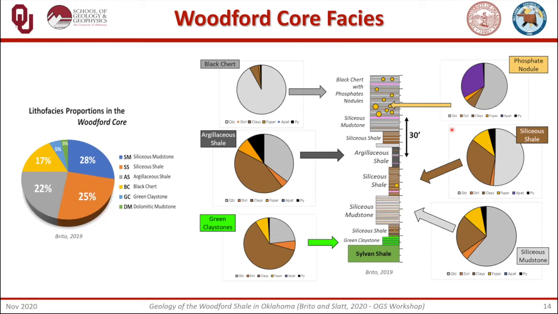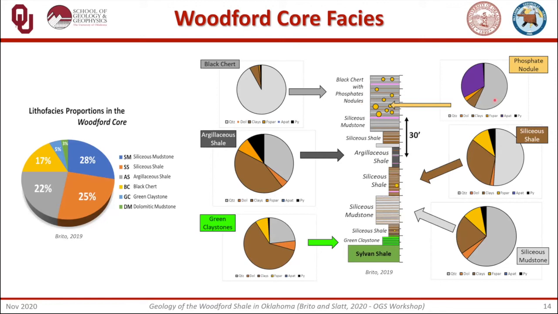So I want to give you an example of Woodford core. This is one of our cores that was part of my dissertation, and it is from the Marietta Basin, so it's southern Oklahoma. You have a deposition of about 175 to 180 feet of Woodford shale over there. But you still see the same profile, with a clay-rich package at the bottom, then more silica-rich, then going back to the Argillaceous shale, and then going back to the black shale on the top with phosphate nodules.